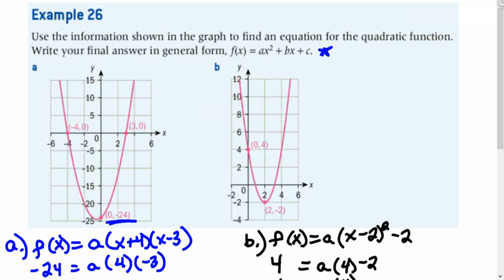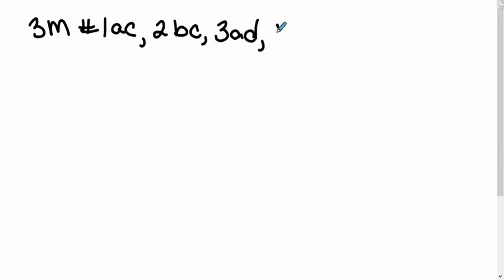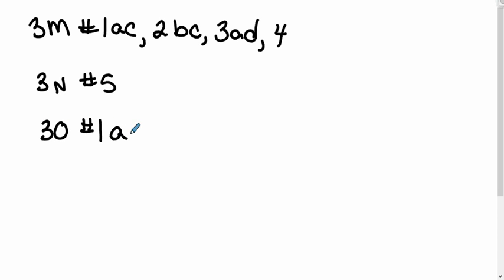So your homework for this content is 3m, 1ac, 2bc, 3ad, and 4. Keep in mind for each of these, I just picked 2 of the 4 to give to you. If you need extra practice on each of the different types, just do more of that kind. Each of you are going to be a little different based on your comfort level. And then for 3n, you are just going to do 5. That's a small one. And then 3o is 1abf, and then 2.